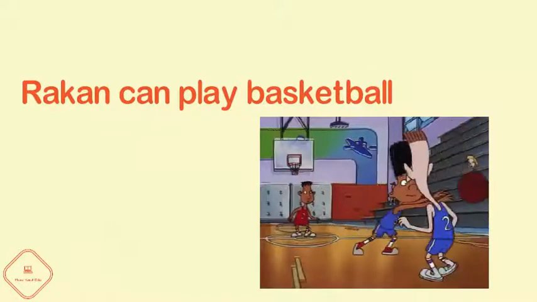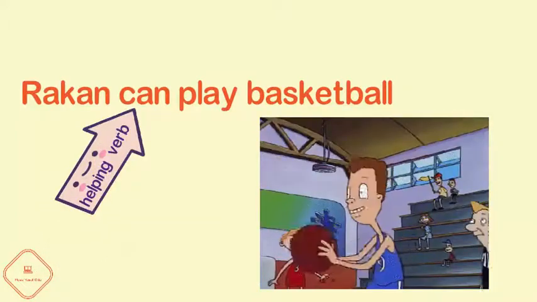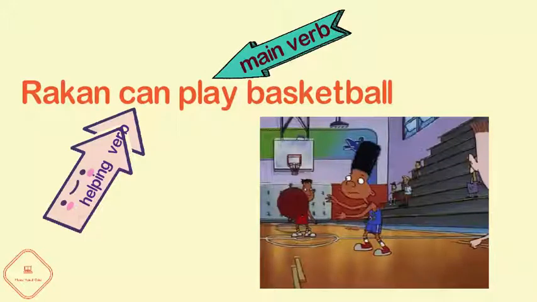Rakan can play basketball. So here we have the helping verb can and the main verb play. And in this example, can doesn't tell us tense. We said can is an example of a helping verb that doesn't tell us when. It just makes a statement. It tells us that Rakan has the ability to play basketball, that he can do it. So it makes a statement. It doesn't tell tense.